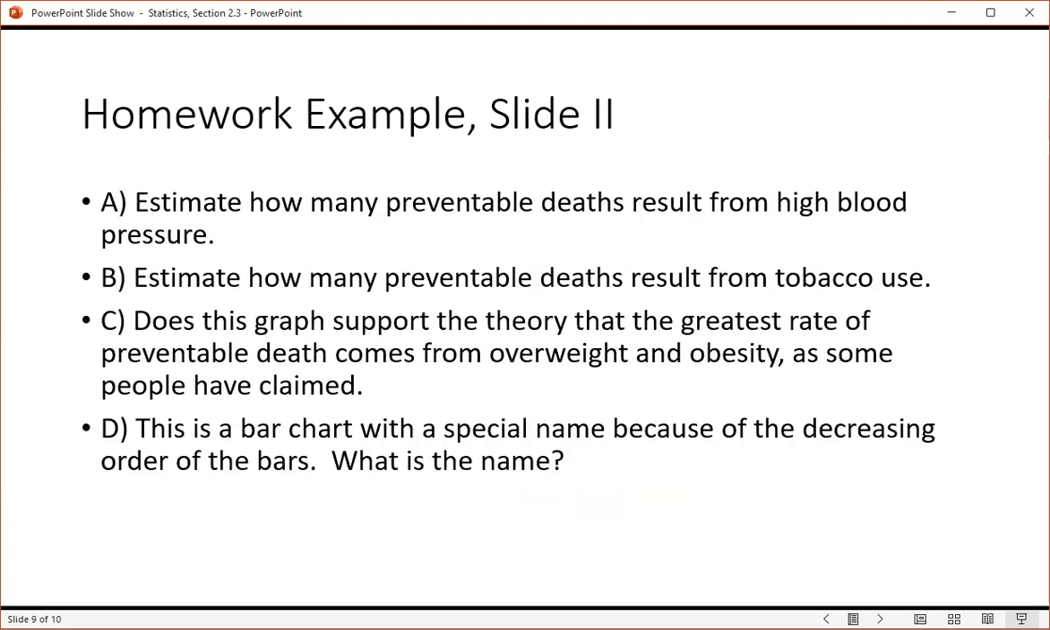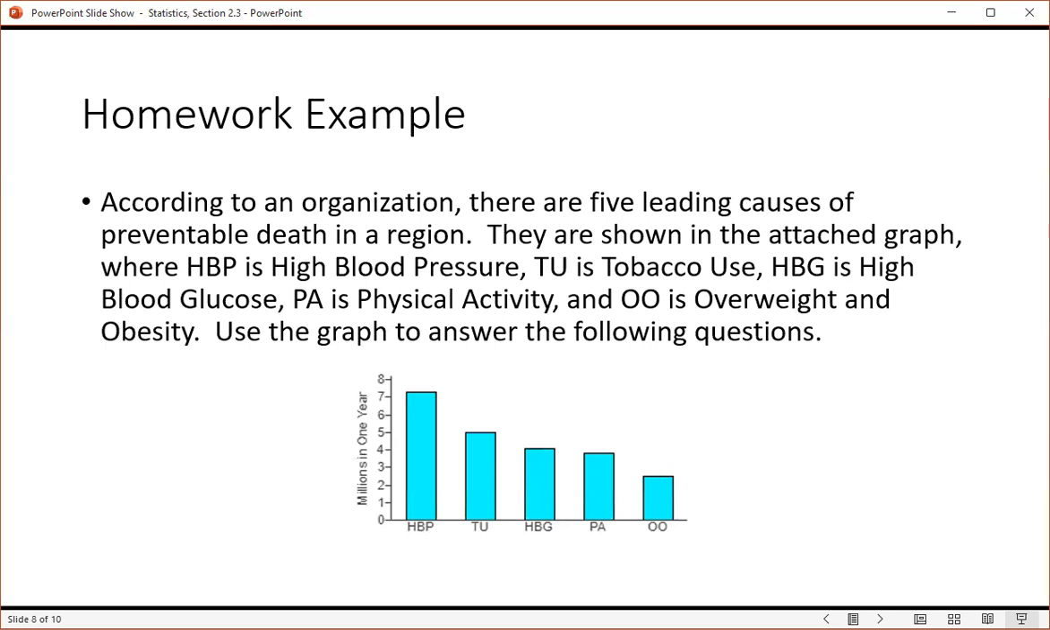What's the second question? Estimate how many preventable deaths result from tobacco use. Okay, let's jump back over. Tobacco use. So which one of these is this? The second one is tobacco use. The height of that bar looks like it's at 5. So there'd be 5 million preventable deaths from tobacco use.